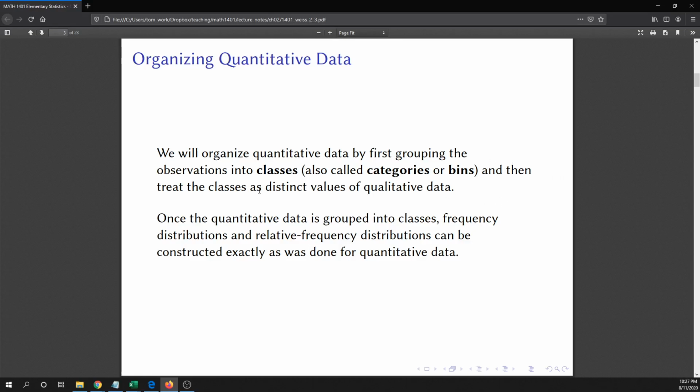And then once we group the observations together into classes, we treat the classes as distinct values of qualitative data. Once the quantitative data is grouped into classes, you can draw frequency distributions, just like we did in the previous section, and you can do relative frequency distributions as well. It's exactly the same as what we did for qualitative.